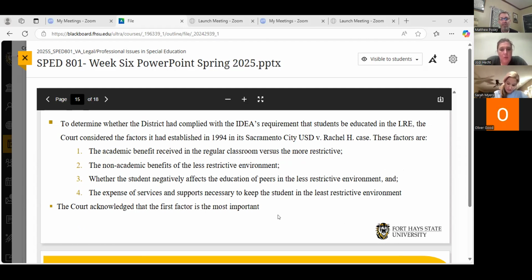The court acknowledged that the first factor was the most important: the academic benefit received in the regular classroom versus the more restrictive.